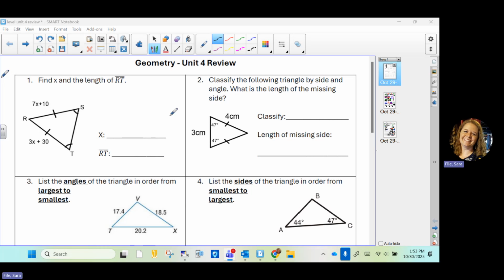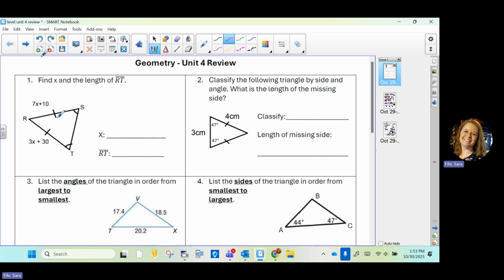All right. So number 1 says to find x and the length of RT. Okay, this is a great one to start with because it's going to let me point out the shortcut in Desmos that I showed y'all, and I think some of you weren't listening. First of all, what type of triangle is shown here based on the markings? Isosceles. If there are 2 congruent sides and 2 congruent angles, we have isosceles.